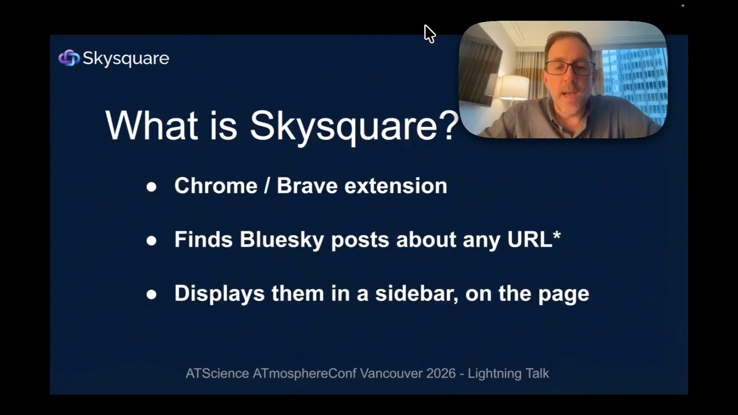Skysquare is a Chrome and Brave extension built on ATProto. What it does is it scans the discourse on Blue Sky, and when we find conversation about external sources on the web, Skysquare aggregates and presents that commentary directly on the page inside a sidebar on the browser, so you can see the commentary in context while you read.